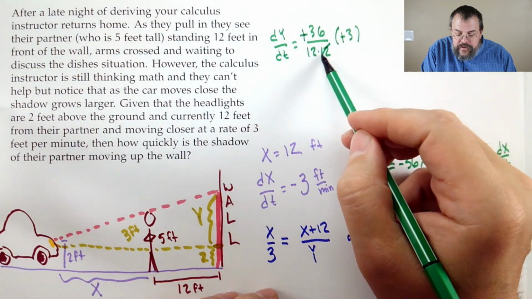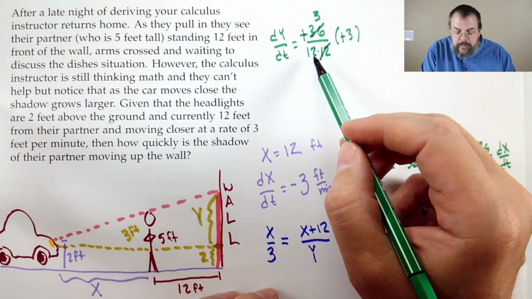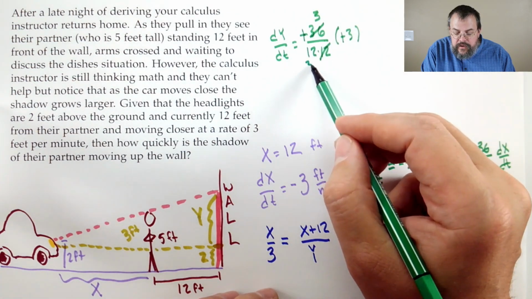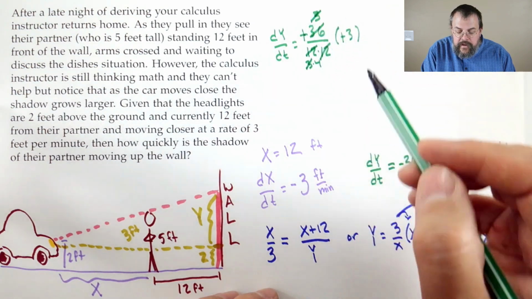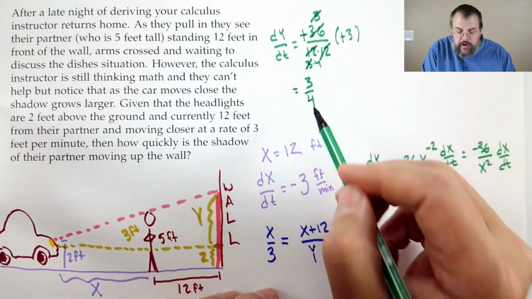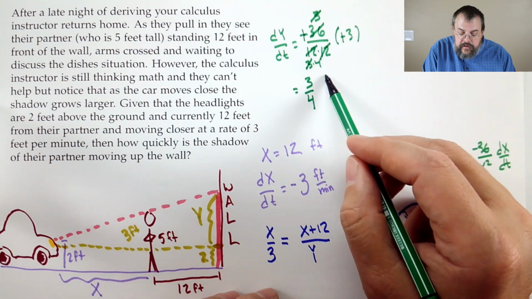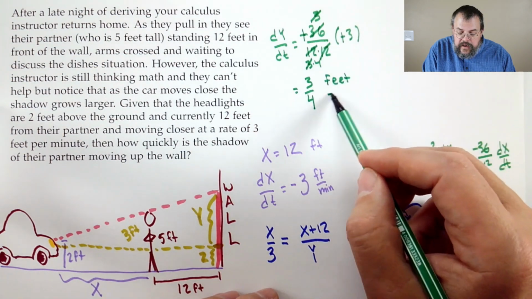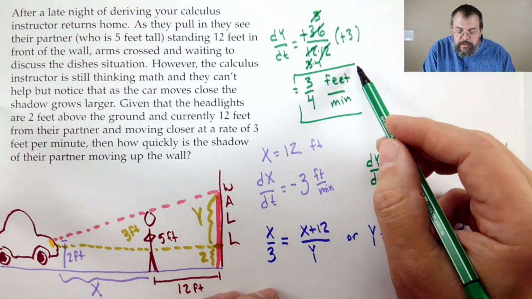12 goes into 36, and that goes in 3 times. And then this other 12 is really 3 times 4, and then I can cancel another 3. And therefore, we end up with 3/4. So what are our units? Well, our distances have been measured in feet, and our time is measured in minutes. So 3/4 feet per minute.